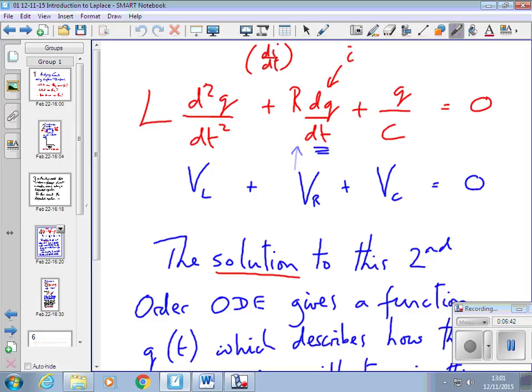This is the interesting bit. Is that current? dQ by dt. Q is charge. Think about what we mean by a differential. Does dQ by dt mean current?